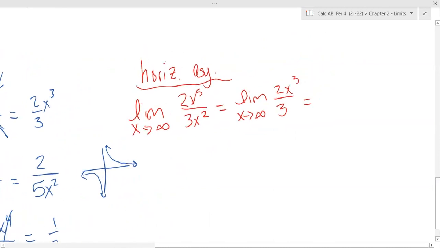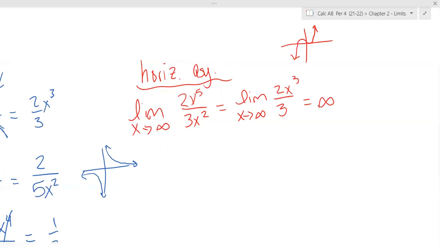Well, if I have a cubic function, think about what my cubic function looks like. A cubic function looks like this, right? So as I approach positive infinity, wouldn't it be true that my answer would be infinity? No, of course, because I have a smooth and continuous function.